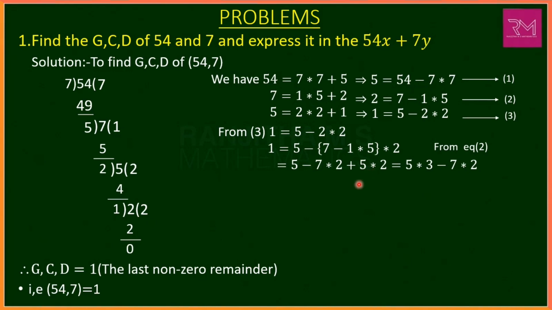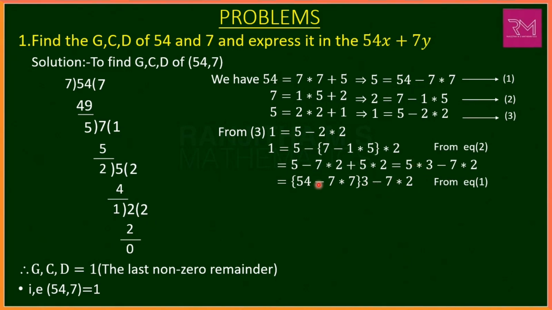Here we can take 5 as common. The remaining is 1 plus 2, therefore we get 1 plus 2 is 3. Therefore we can take it as 5 into 3 minus 7 into 2. Next step, for this equation, from equation 1 we can write in the place of 5 as 54 minus 7 into 7. So for 5 into 3 minus 7 into 2, apply equation 1. In the place of 5, we substitute 54 minus 7 into 7. We get 54 minus 7 into 7, into 3 as it is, minus 7 into 2.